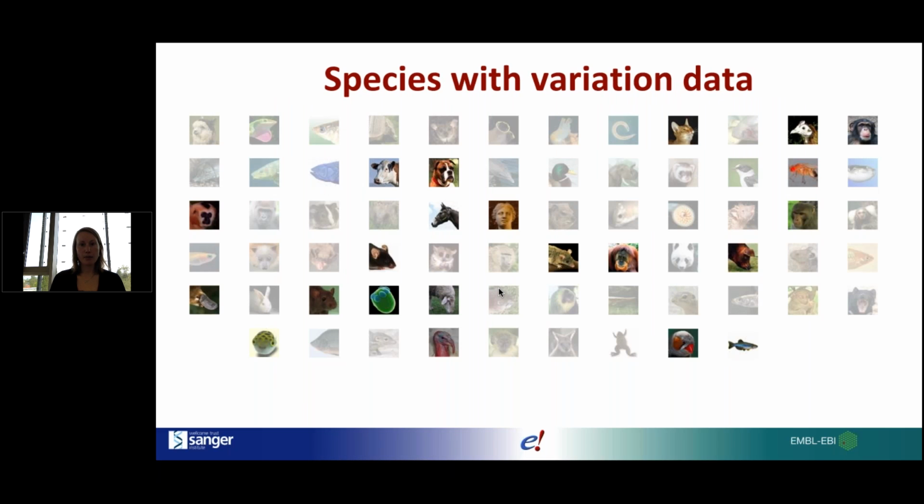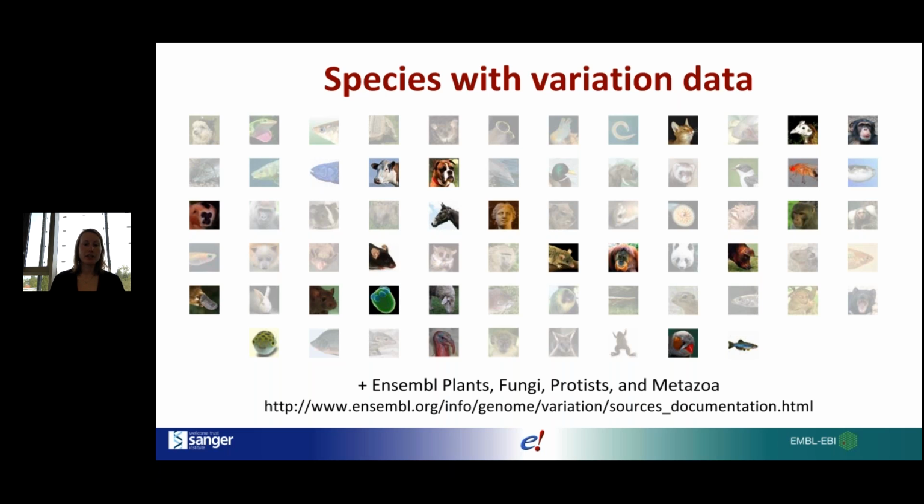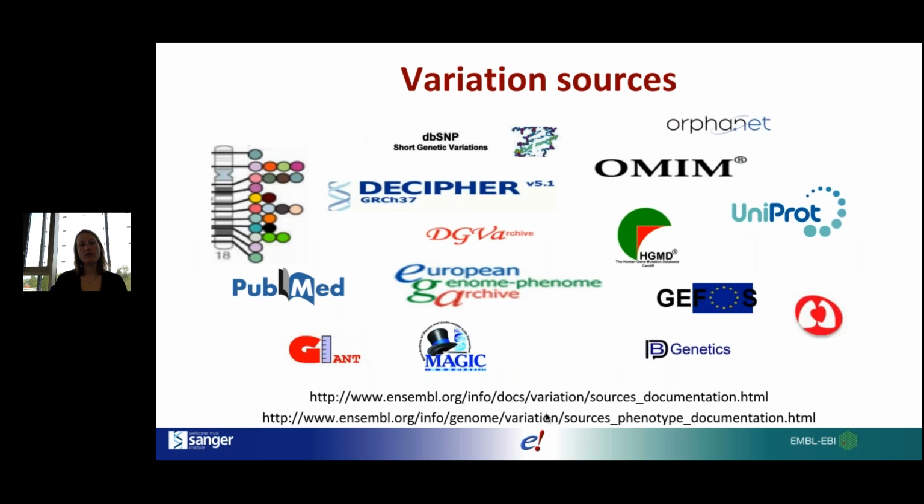In the main Ensembl site, we have variation data available for 22 species. We also have variation data available for a variety of species in Ensembl Genomes. These are species in Ensembl Plants, Fungi, Protists, and Metazoa. We don't have variation data available for Ensembl Bacteria because our database is simply too large. You can find more information about our variation data at this link. We import our variants from a fairly wide variety of sources. Again, you can find more information about the full list of repositories from which we import variants at the link. You can also find information at this link about the repositories from which we import phenotype information.